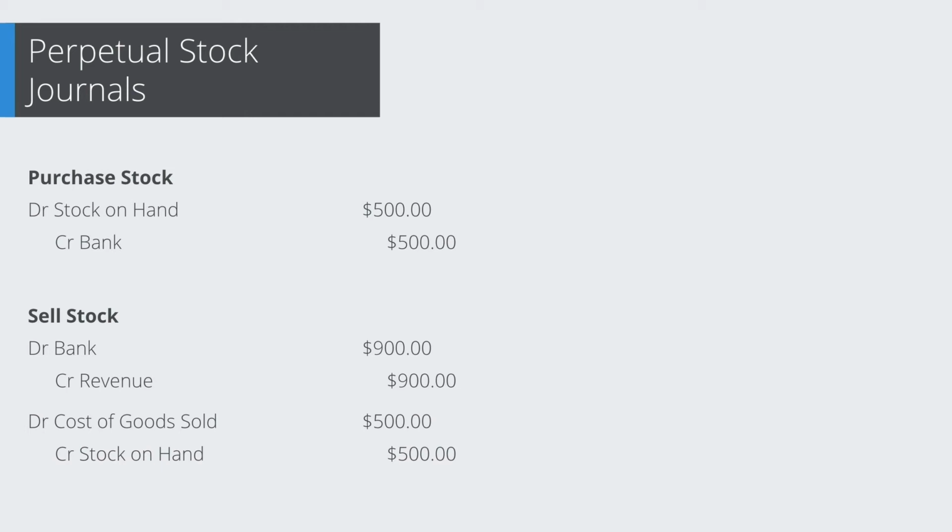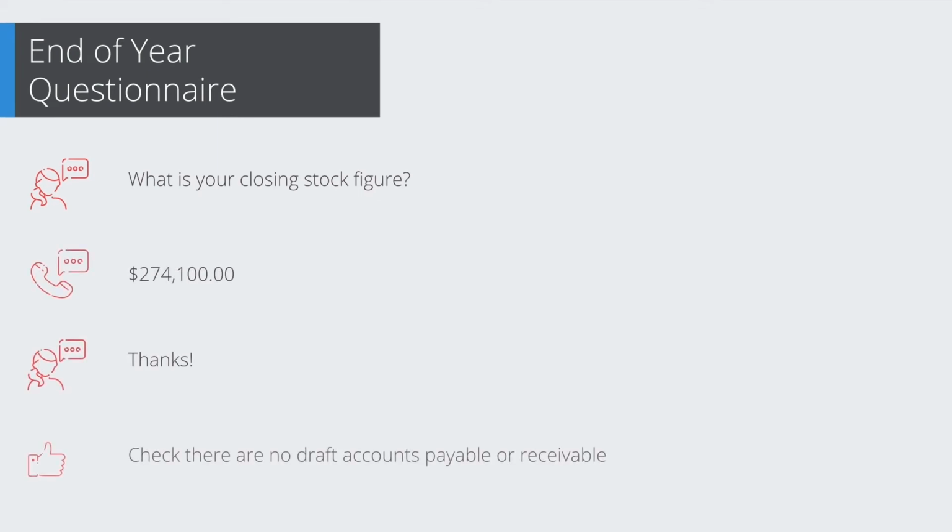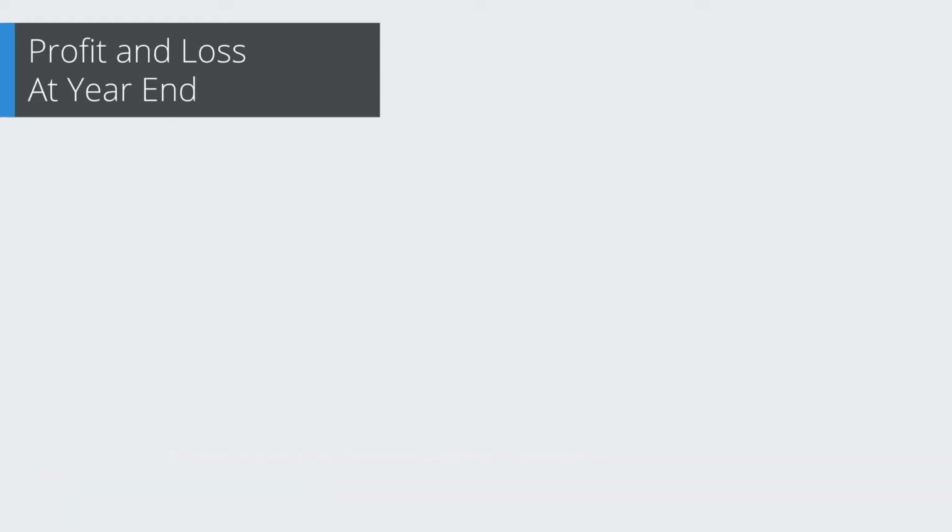But the benefit is we're perpetually going to have an up-to-date profit and loss and balance sheet. But as we saw in the previous example, both the profit and loss and the balance sheet are not up to date until we put through that opening and closing stock journal. Great, so then we do our end of year questionnaire. So what is your closing stock figure? The same as our previous example. Then what we want to do is check there are no draft accounts payable and receivables. And that's because we may have journals that have come through from Unleashed that are sitting in drafts. We want to make sure those are approved.